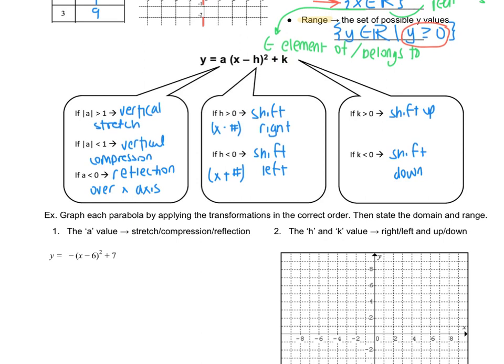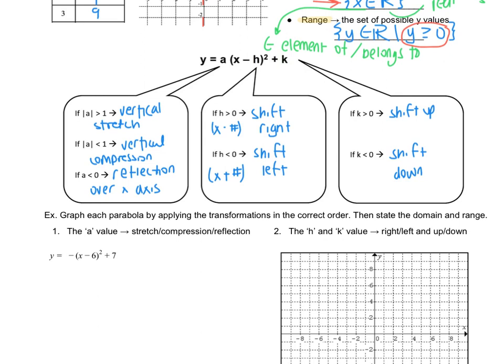So your a value, we already said if it's negative, it's a reflection over the x-axis. But ignoring the negative, if your a value is greater than 1, you have a vertical stretch. If it's less than 1, it's a vertical compression. Then, inside the bracket for your h value, if it says x minus a number, you're actually shifting to the right. If it says x plus a number, you're moving to the left. And now finally, the number at the end, that's your up-down movement. So if it's positive, you're shifting up. If it's negative, you're shifting down.